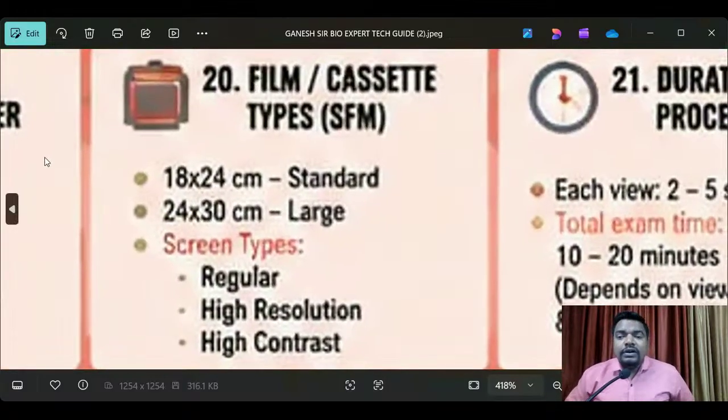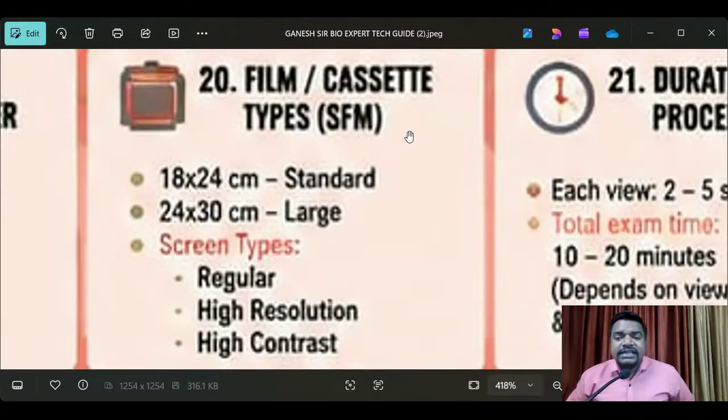Let me go next. Film or cassette types are here. These are the films. Why do we need to know? You may say, sir, I am a biomedical engineer and I only need to check the equipment. But sometimes films get stuck inside the equipment, or are placed wrongly, and then problems will come. So you have to know these basics: what films they are using in this machine.